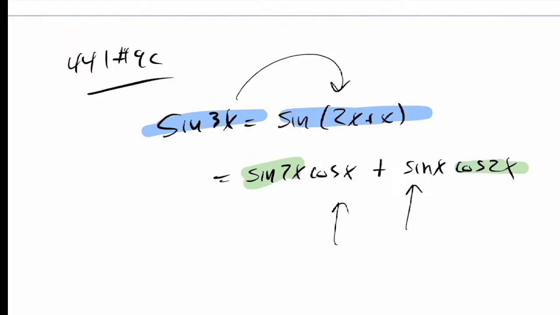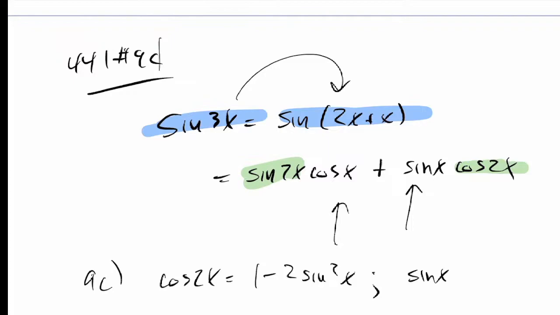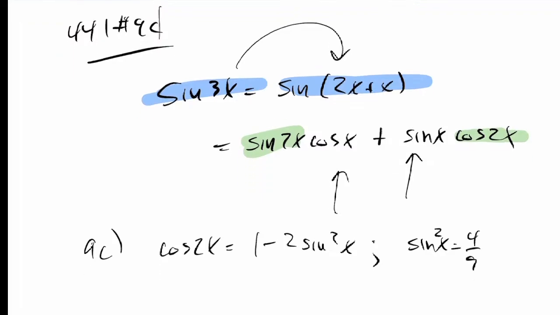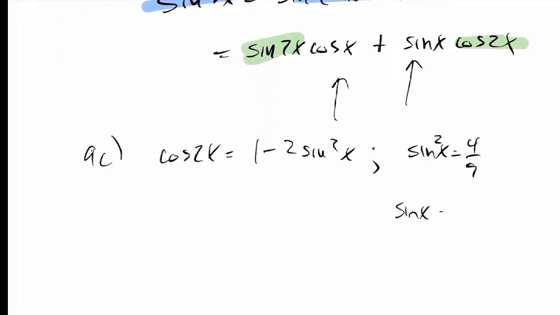Oh, what is that? Oh, you wanted 9. Oh, sorry, that's 9D. 9C, they want the cos of 2x. Oh, okay. Well, 9C is fairly easy as well. If they want the cos of 2x, I know that that's 1 minus 2 sine squared of x. But they tell you in the question that sine squared of x is given to you as 4 over 9. So the sine of x is plus or minus 2/3.